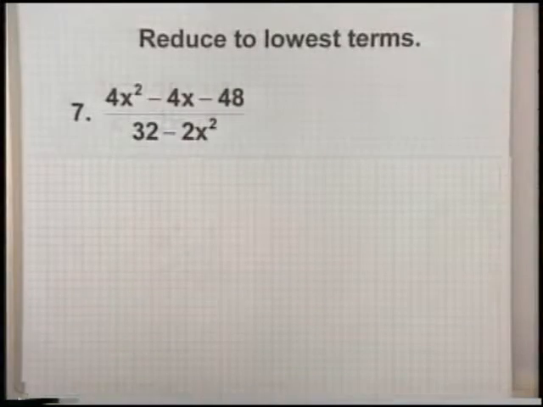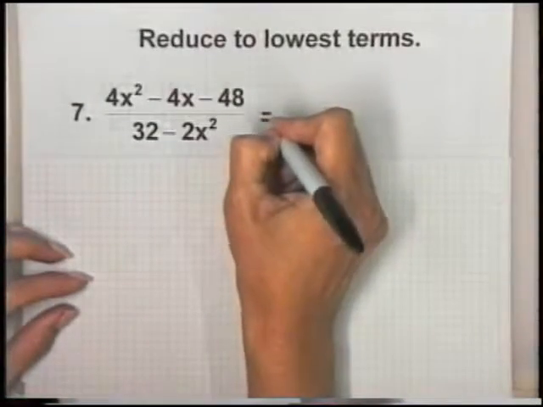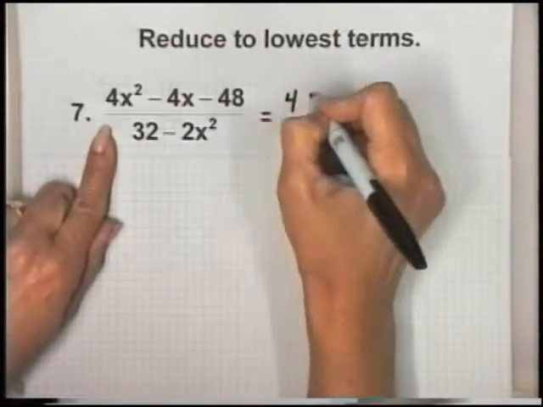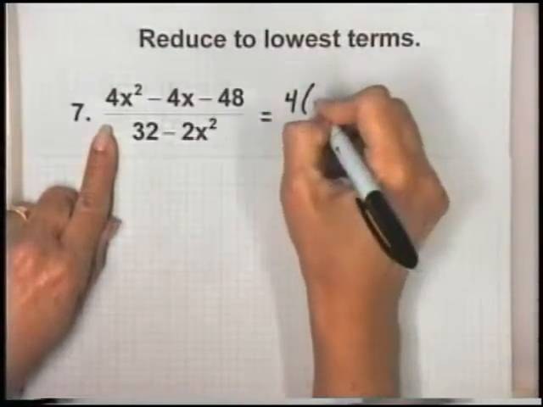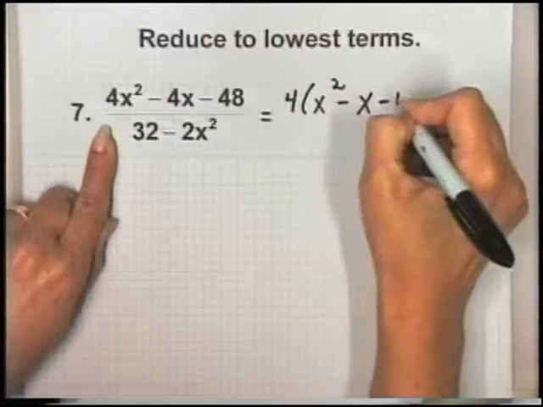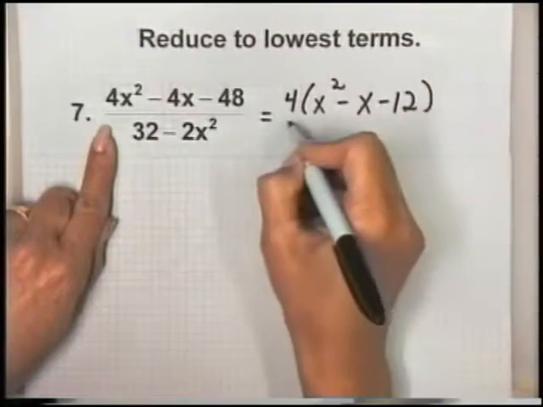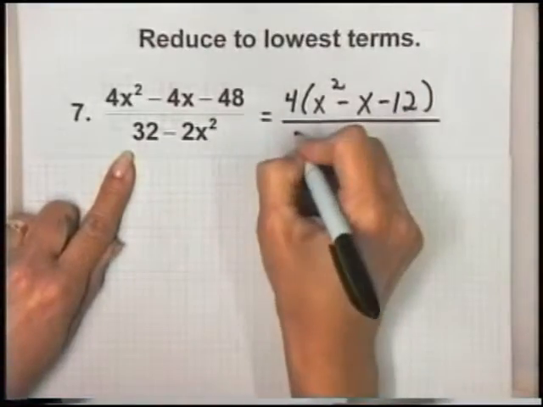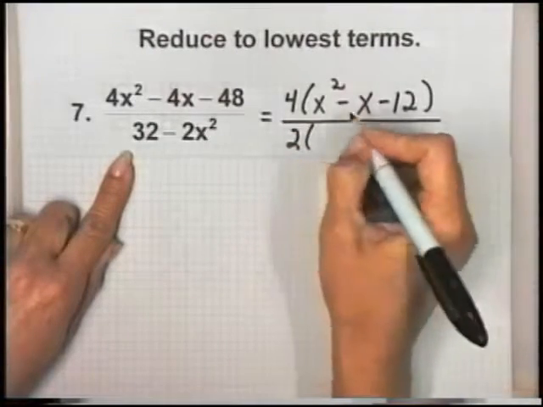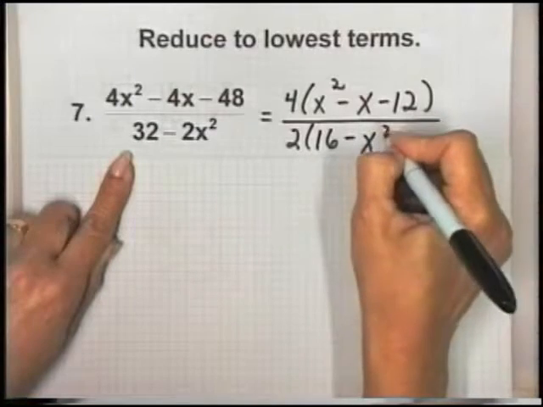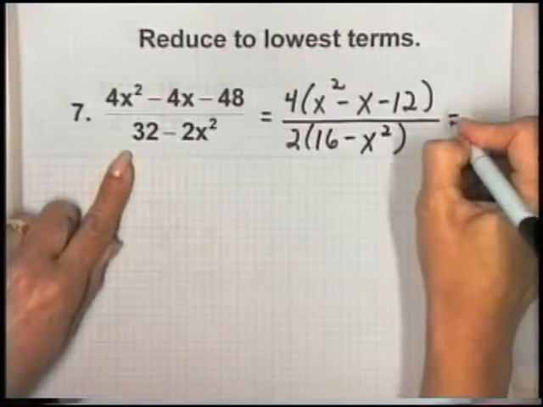So this is reduced to lowest terms. For problem number 7, I have a trinomial, but let's take out the common factor 4. That will leave us with x squared minus x minus 12. In the denominator, let's take out a common factor of 2. That will leave us with 16 minus x squared.